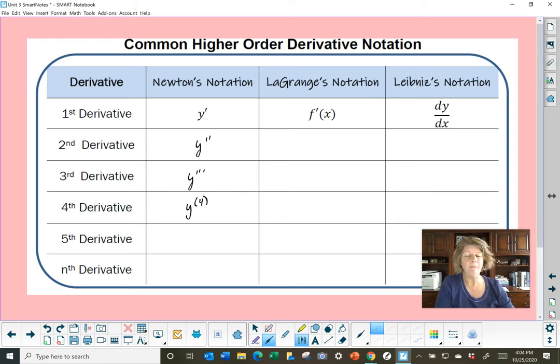So usually at the third derivative or fourth derivative, you just start writing it in parentheses, superscript it. So I get y, the fifth derivative, and y sixth derivative. Oh, nth derivative. We'll put an n in there.